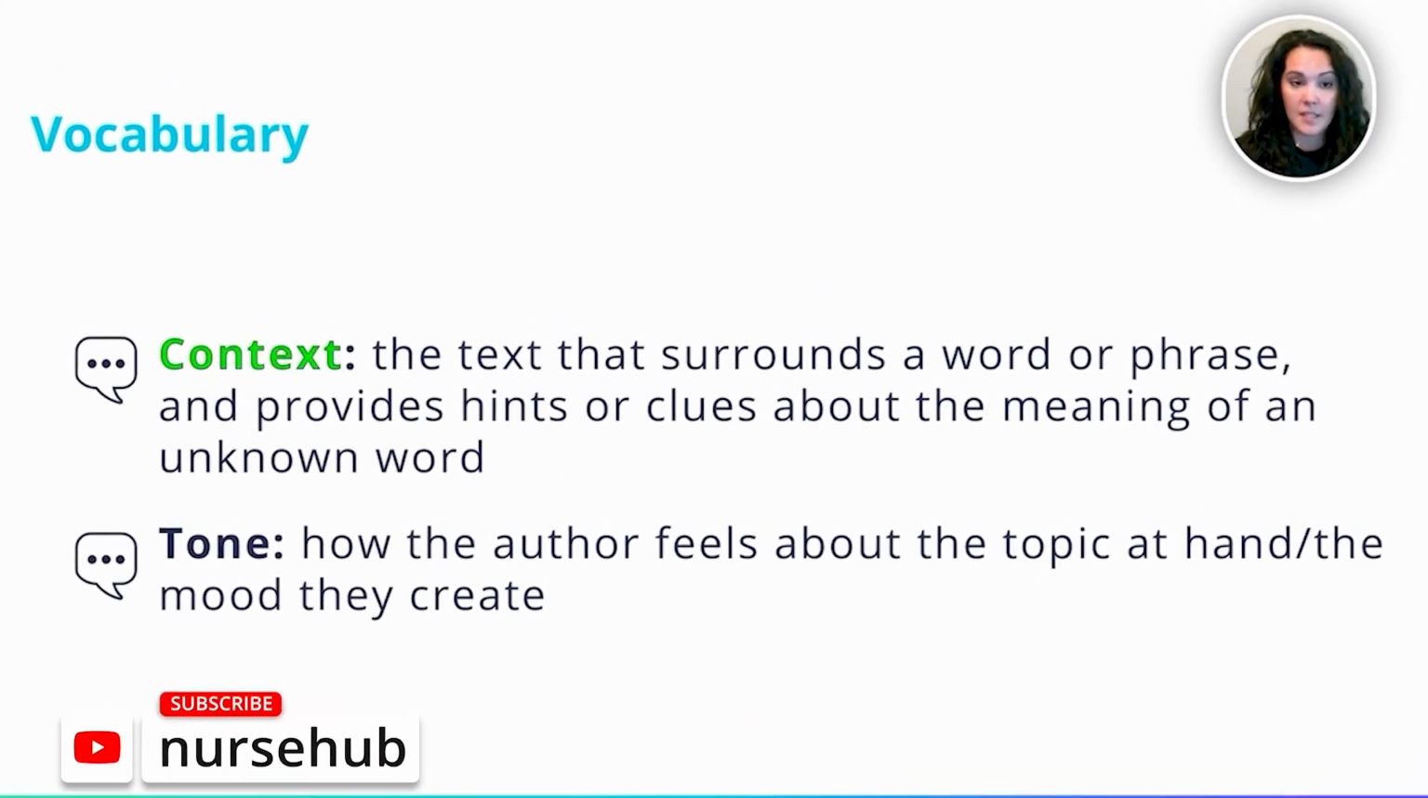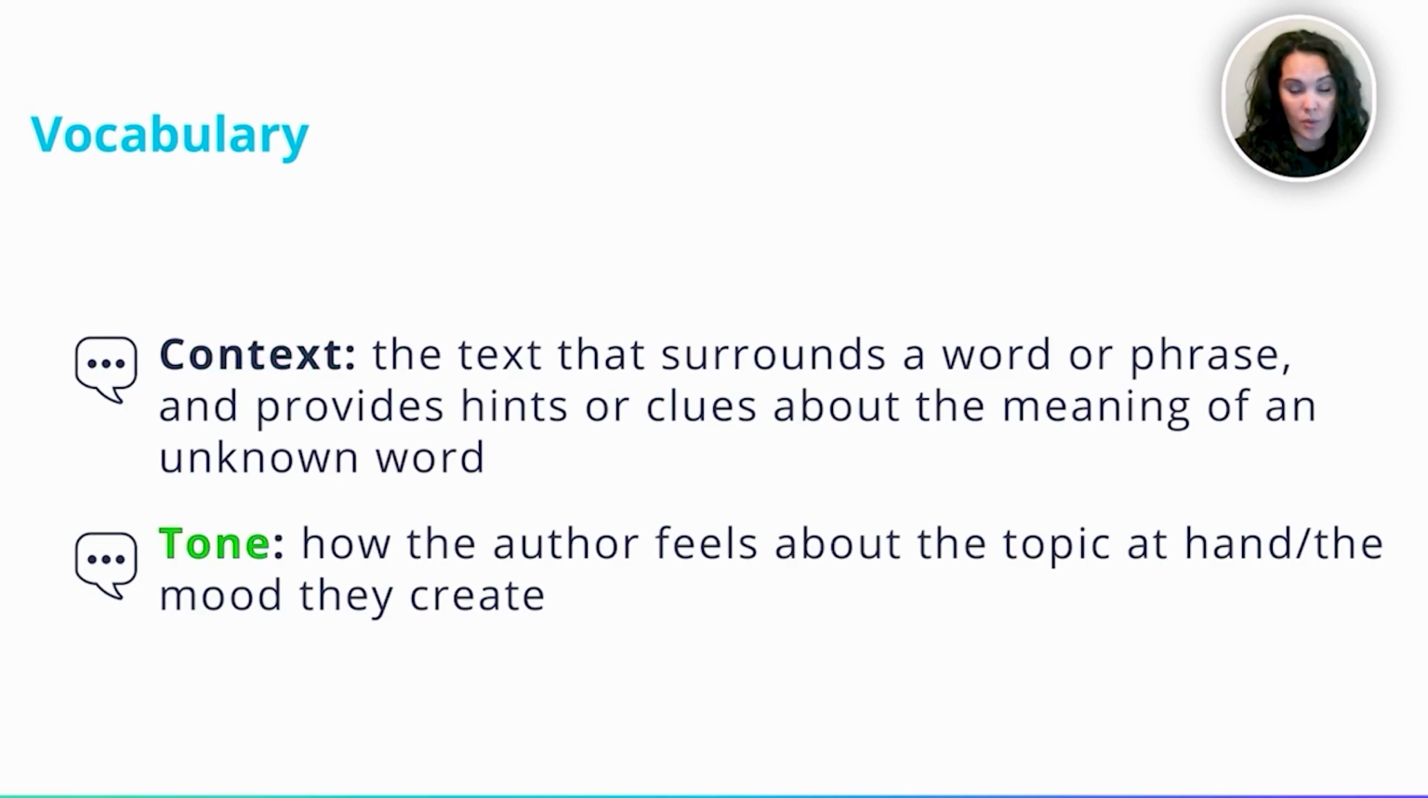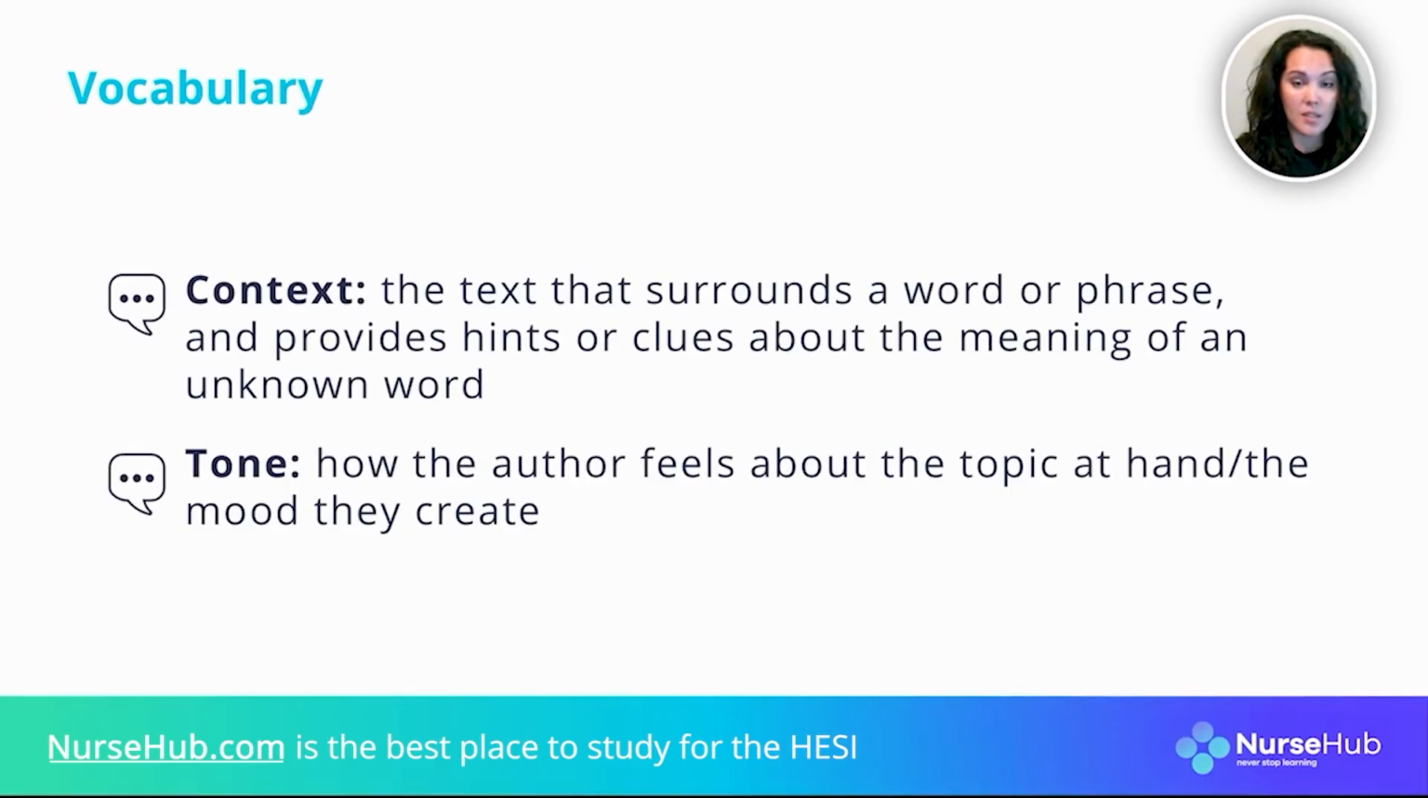So context is the text that surrounds a word or phrase, and it provides hints or clues about the meaning of an unknown word. The tone, and we'll go over this at length later, is how the author feels about the topic at hand and the mood they create for the reader. We need to know about tone to be able to identify context in certain situations.